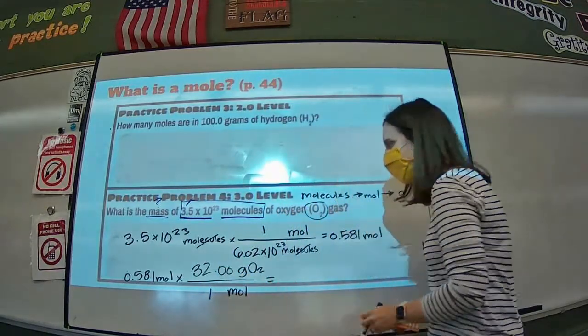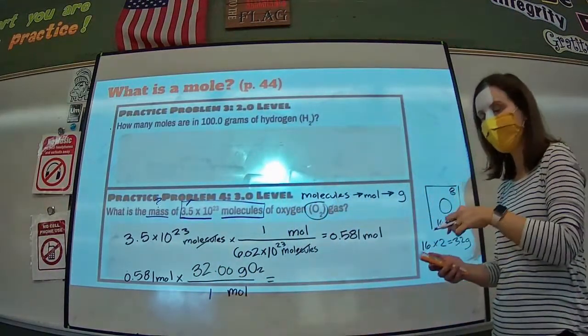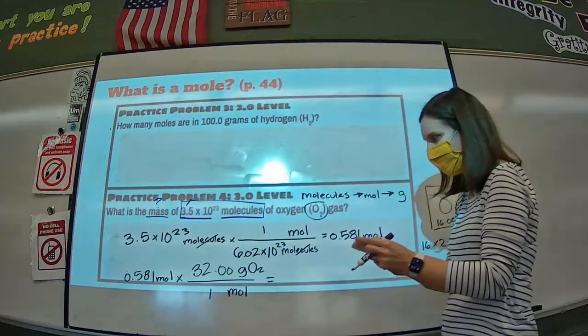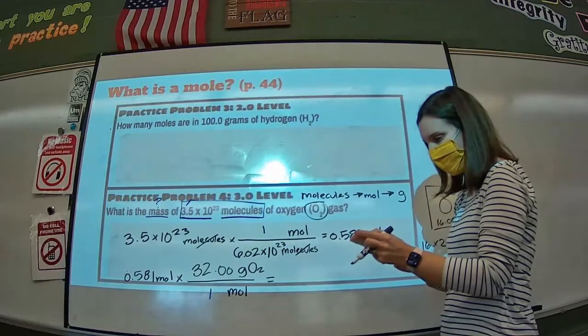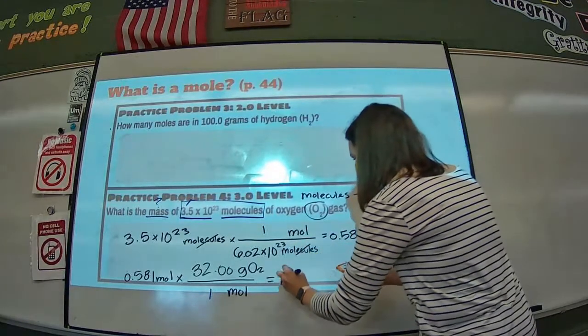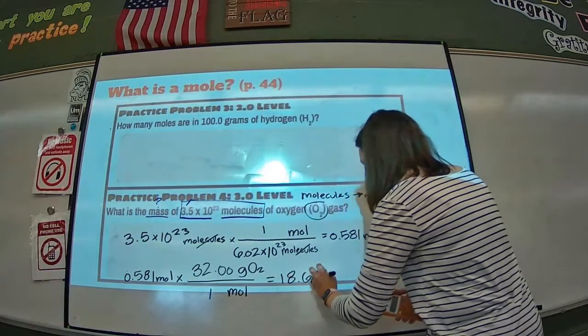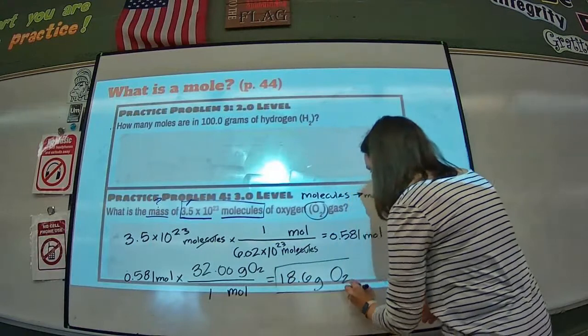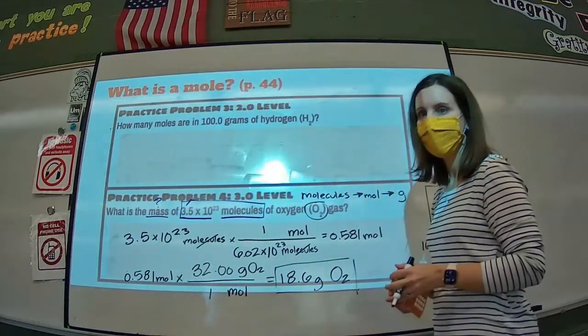So now I'm going to enter that into my calculator. I still have my number saved from before, so now I'm just going to take my number from before. I'm going to hit times 32 and divide by 1, which gives me 18.6 grams of O2, of oxygen. And that's my final answer. So that's our first problem.